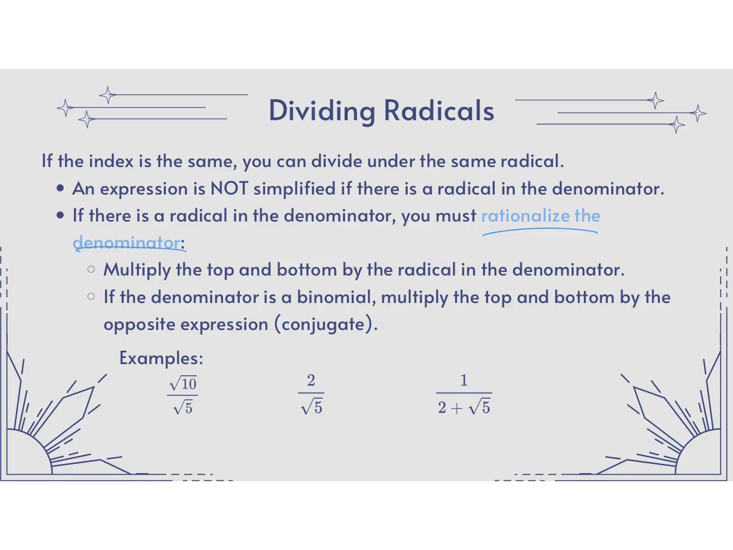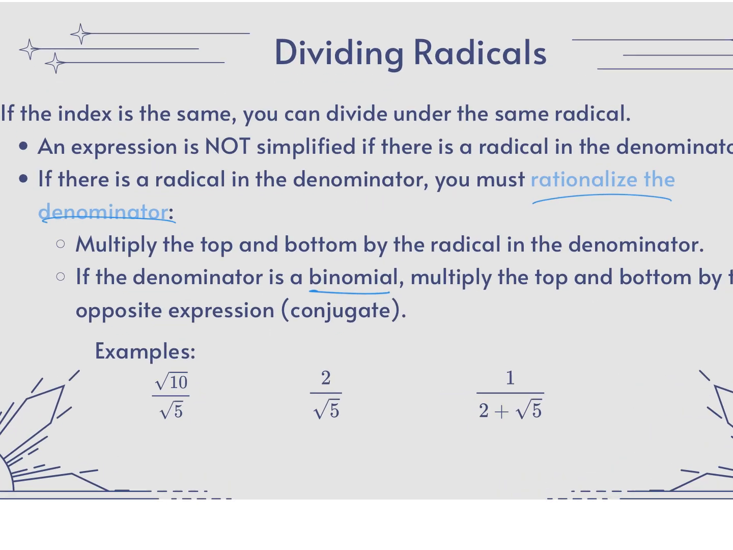And that process, you're going to multiply the top and the bottom by the radical in the denominator. Unless you have a binomial, meaning you have two terms. Right? You're going to multiply the top and the bottom by the opposite expression. Or you might hear me say it's called the conjugate, right? So the same expression, just opposite sign. I'll show you what that means in these examples.